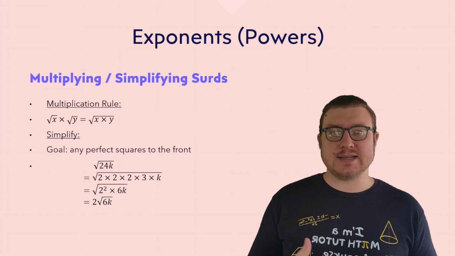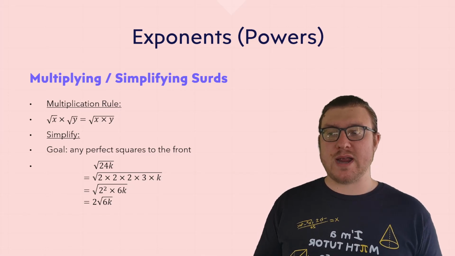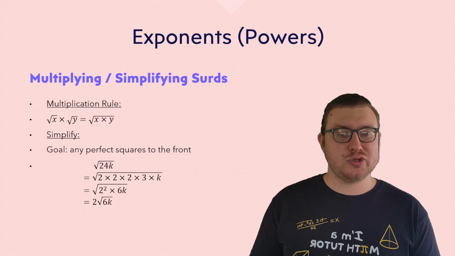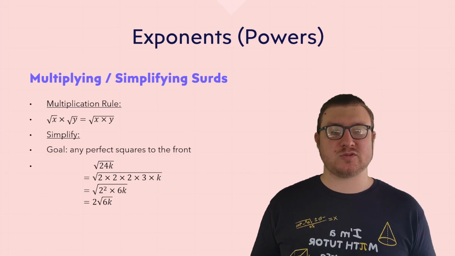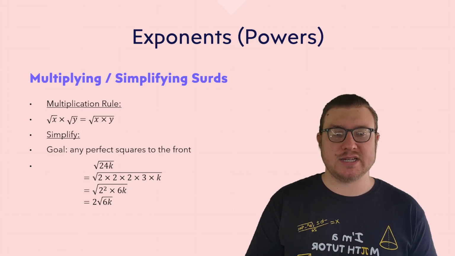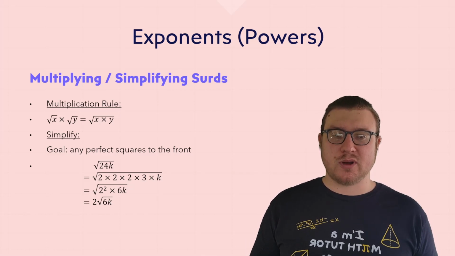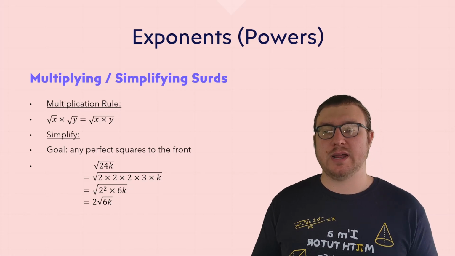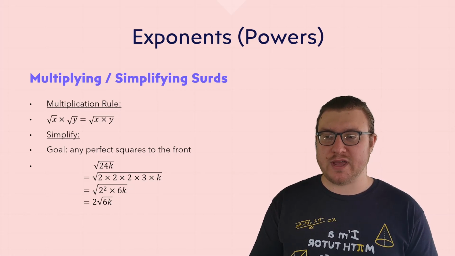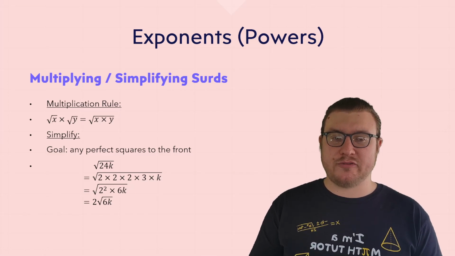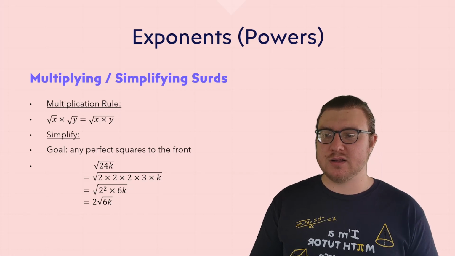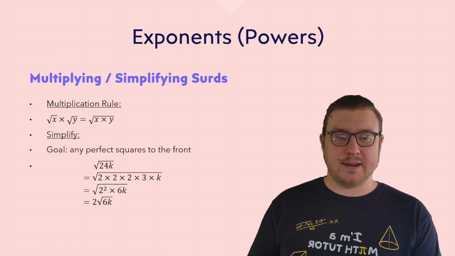And we recognize that there is a perfect square: 2 times 2, that would be 4. Every time we have a perfect square, we can take it outside the square root. The square root of 2 times 2 is 2 itself. So we move that out and we're left with everything else. Now 6 is not a perfect square, so we leave it in the radical, and the same with our k.